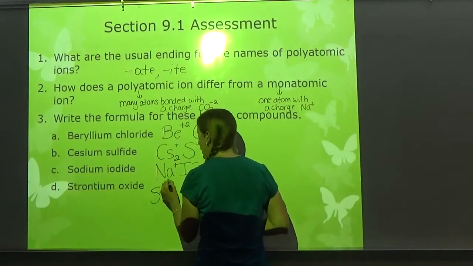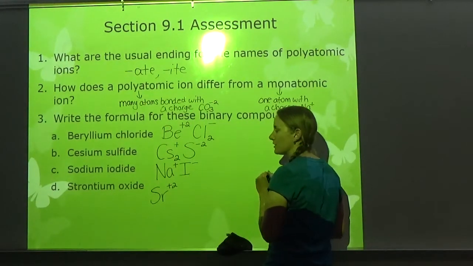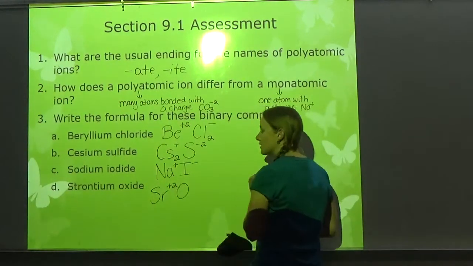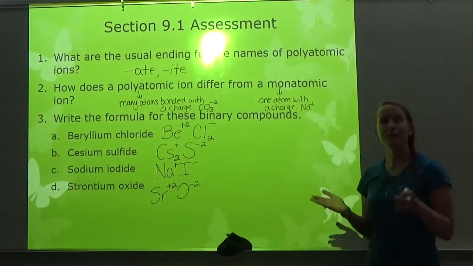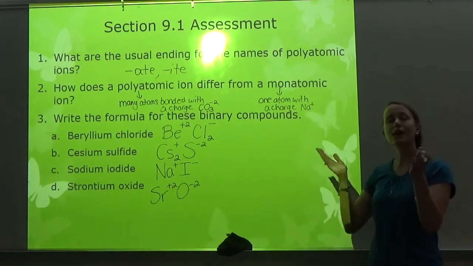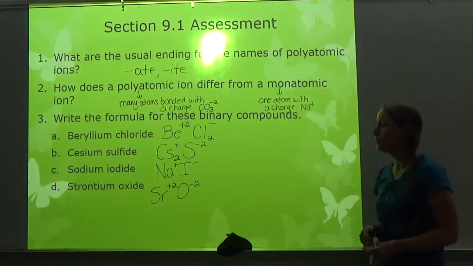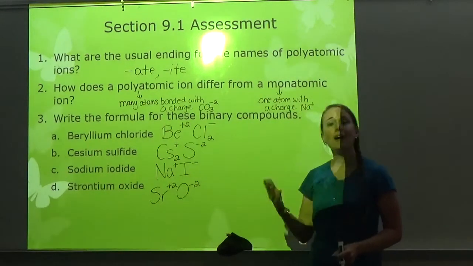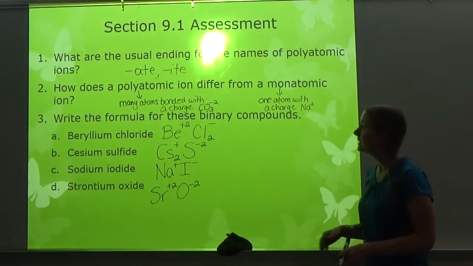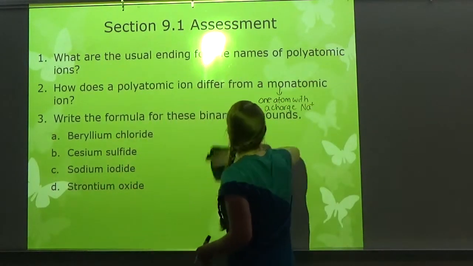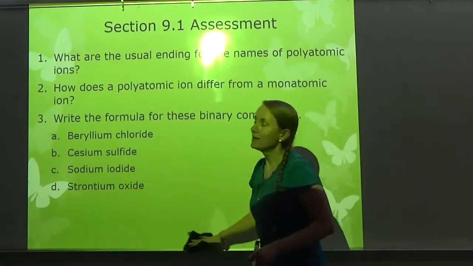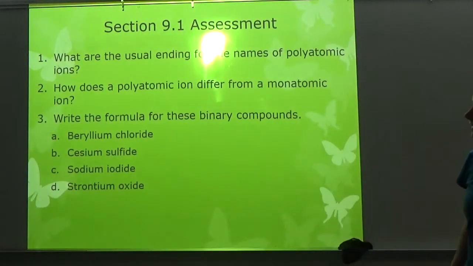And then last one, strontium oxide. Strontium is Sr, it's in group 2, so it has a +2 charge. Oxide is O, it's in group 16 and has a -2 charge. Again, because +2 and -2 cancel, I don't need to cross anything. Remember, if you accidentally cross, you have to reduce, otherwise it's not right. So balancing charges is the number one thing that people forget.